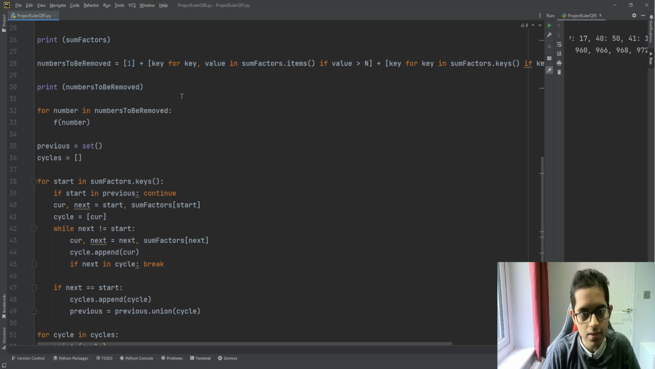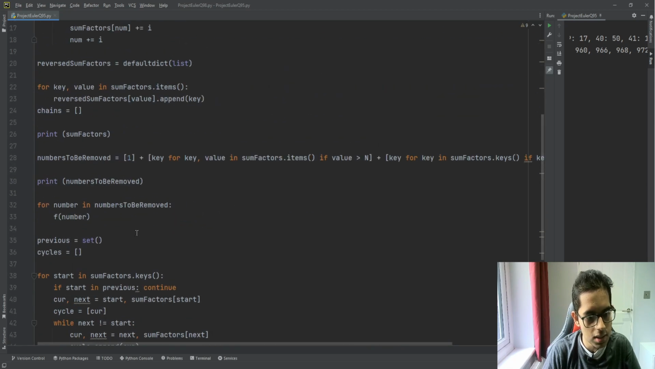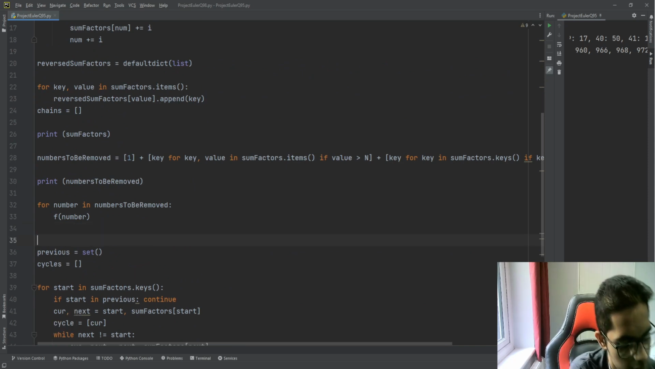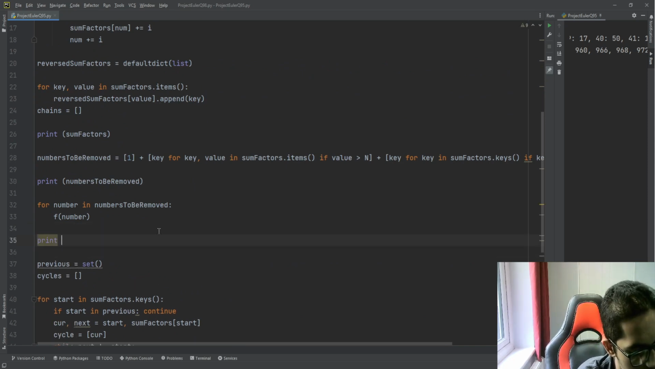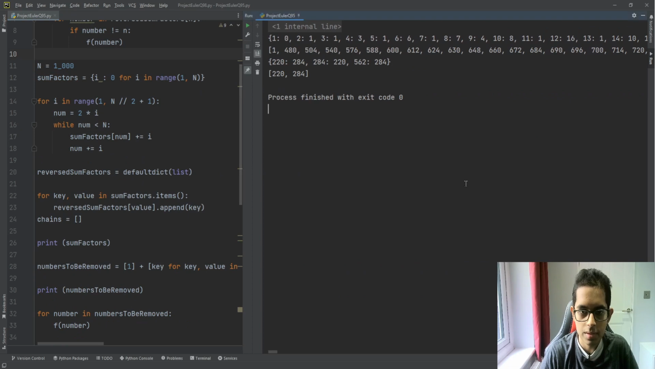Okay, so now that we've got rid of all the bad numbers, we're only left with the good numbers. And these good numbers are numbers which can form amicable chains. So now that we've carried this out, if we were to print sum factors again, we would see all the numbers which correspond to chains, right? Okay. So at the moment, all the numbers are these numbers in sum factors, because 220 gives 284, 284 gives 220, 562 gives 284. Okay.